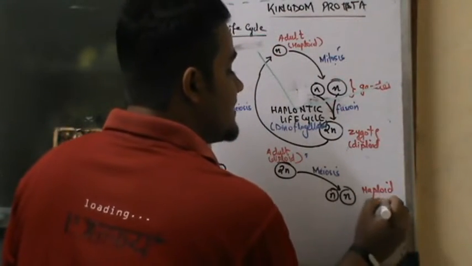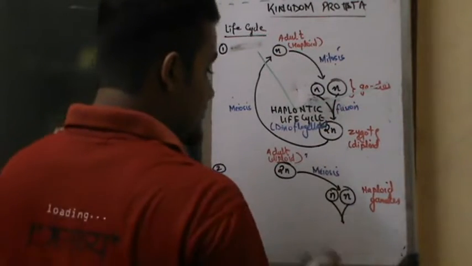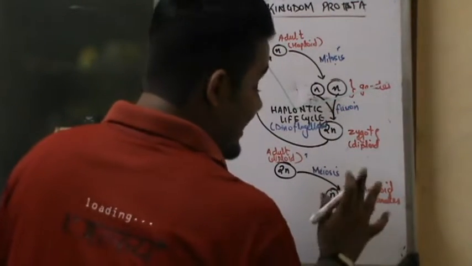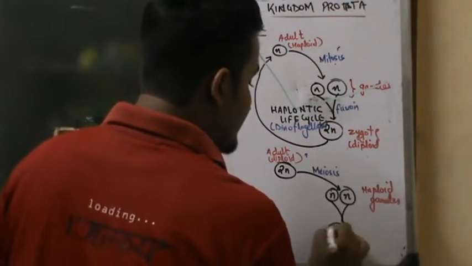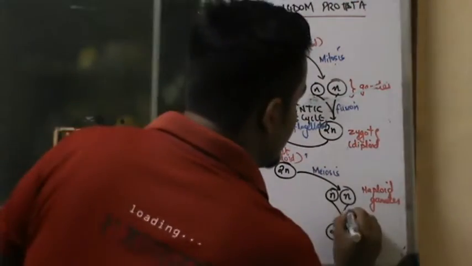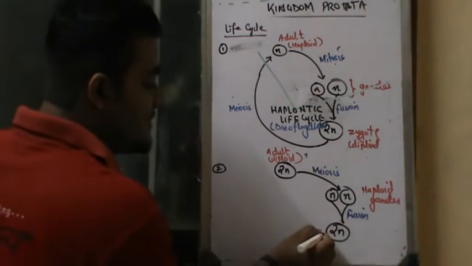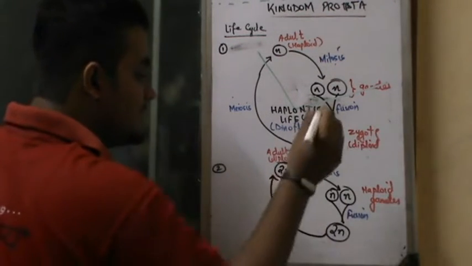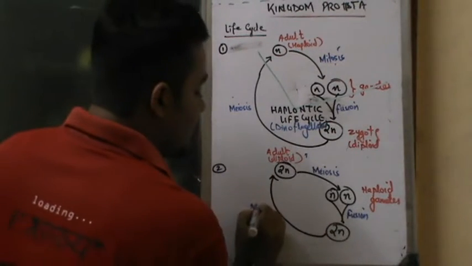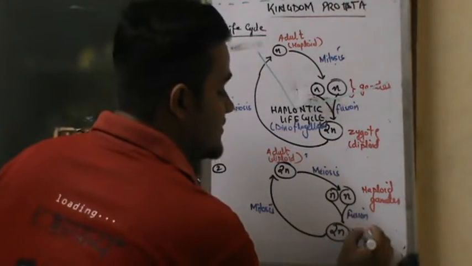These haploid gametes then undergo the process of fusion, and they form a diploid zygote again. So this is the process of fusion. From this diploid zygote, the adult is formed by the process of mitosis.